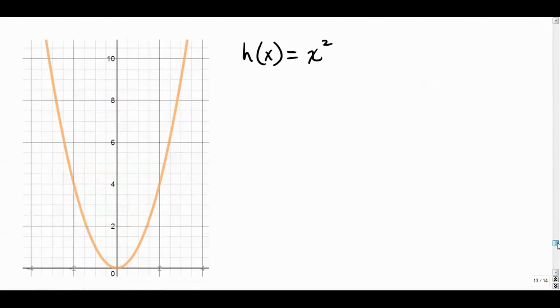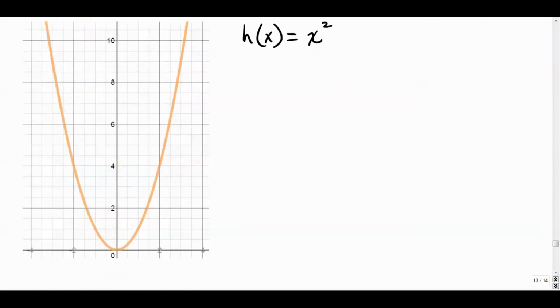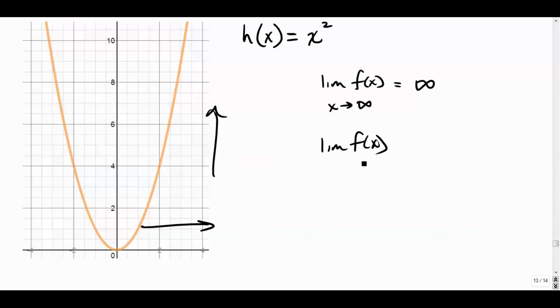Let's come back to our good old friend, the x squared graph. If I ask you what the limit of the function as x approaches infinity is, so as the x values get bigger, what happens to the y values? Well, they just keep increasing as well. How about the limit of the function as x gets really, really small? As x approaches negative infinity, our y values are also going to keep increasing. As the x values go left, the y values go up.